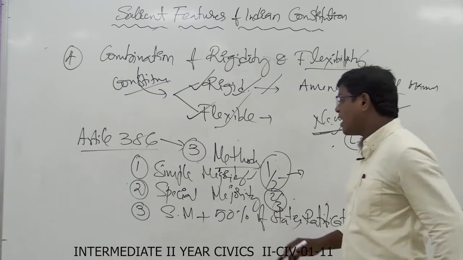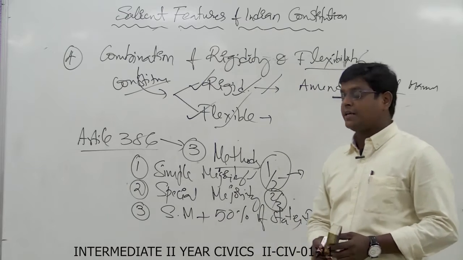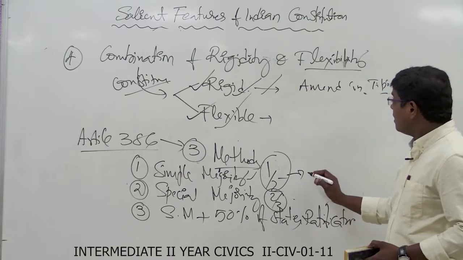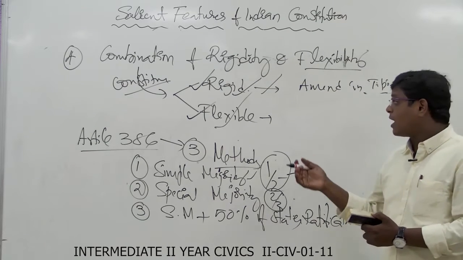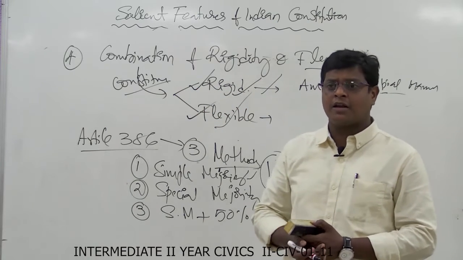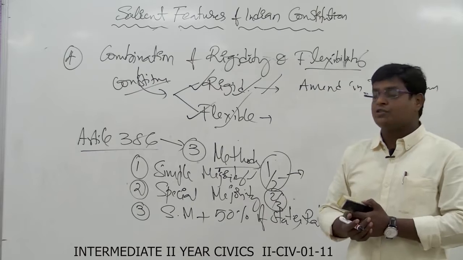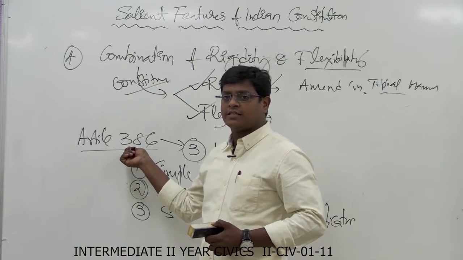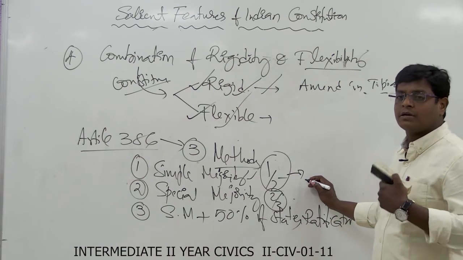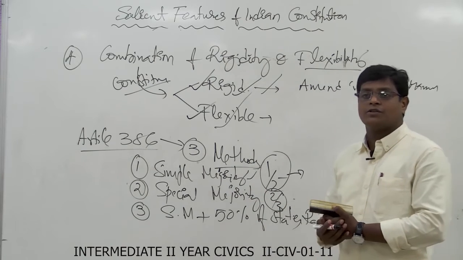And what about special majority? Special majority requires 2/3 majority in both houses individually. That means there are two houses, bicameralism. Parliament alone enjoys the power to amend the constitution. The Parliament of India enjoys the power to amend the constitution of India under Article 368. So there are both houses in Parliament, upper house and lower house, Rajya Sabha and Lok Sabha, both having powers to amend the constitution of India.